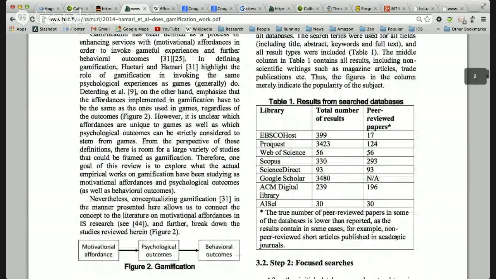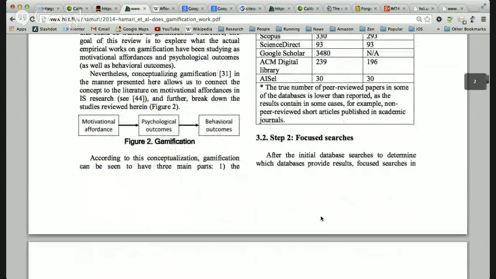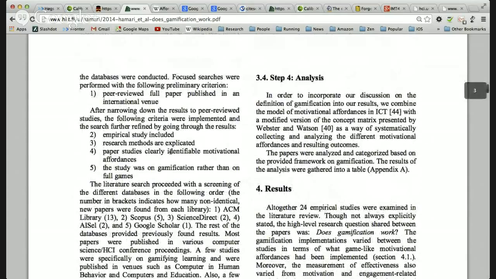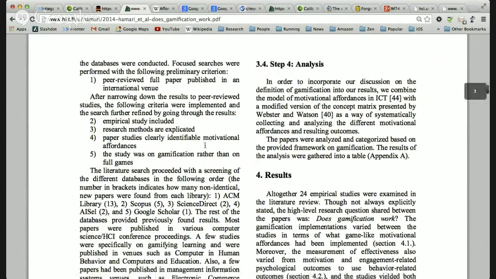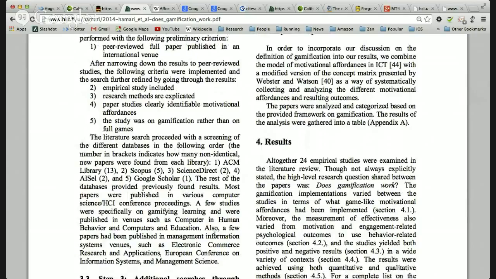So the next thing I found interesting was they assembled roughly 700 publications which they queried from all those different sources, and they say the true number is probably much lower because they have duplicates and certain short papers and so on. Then they excluded papers which fall into some of four categories: no empirical studies, the results were not explicated, they didn't have a focus on identifiable affordances, or it was studied on gamification rather than full games. So they excluded all those and identified 24 papers, which were the best they could find, right?